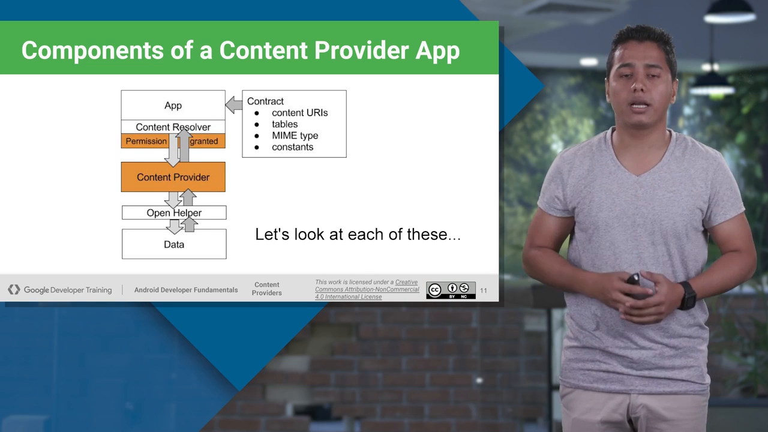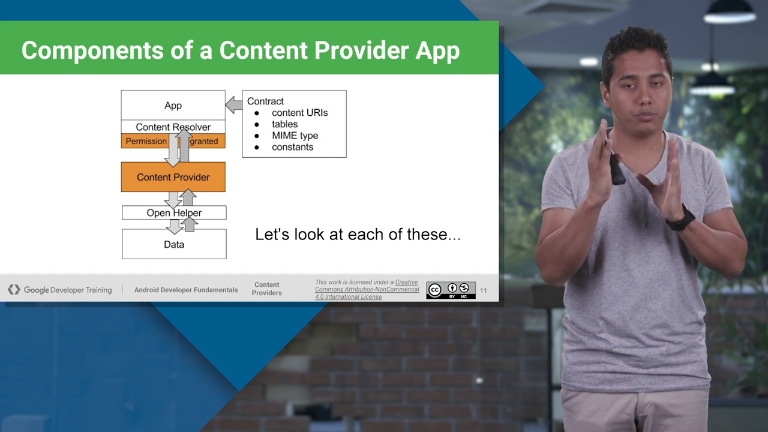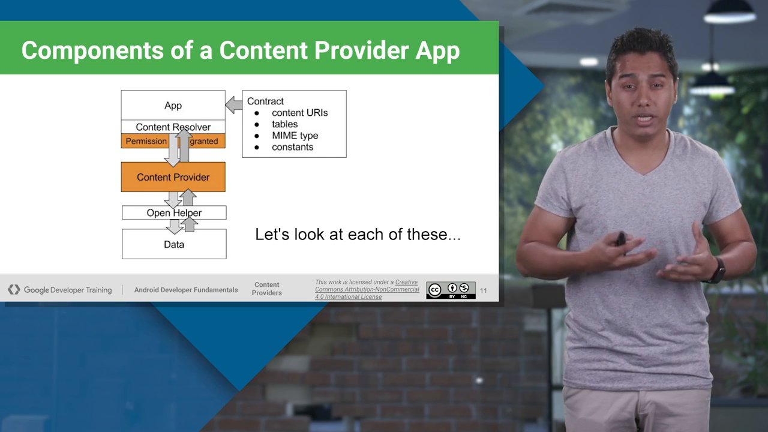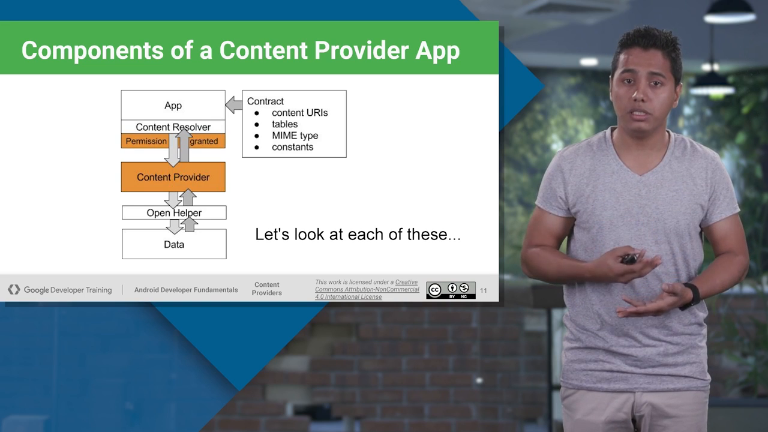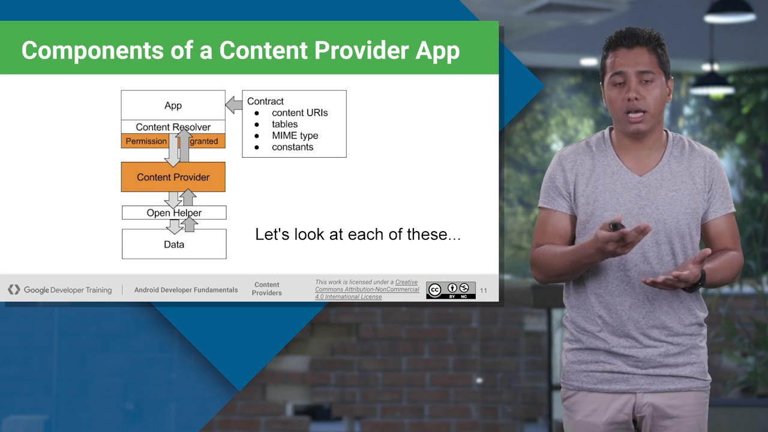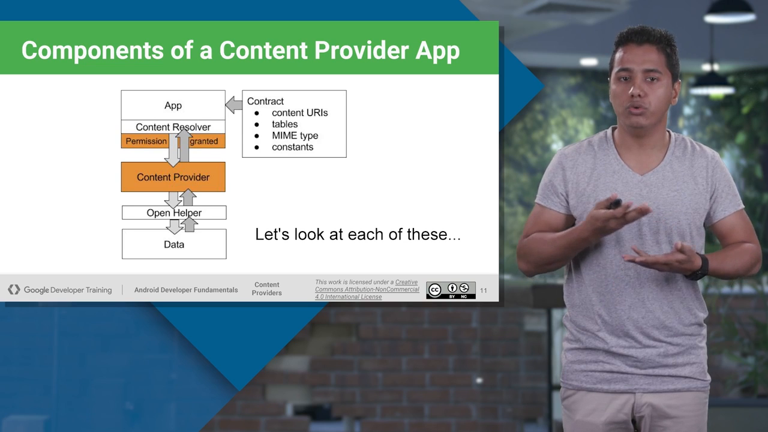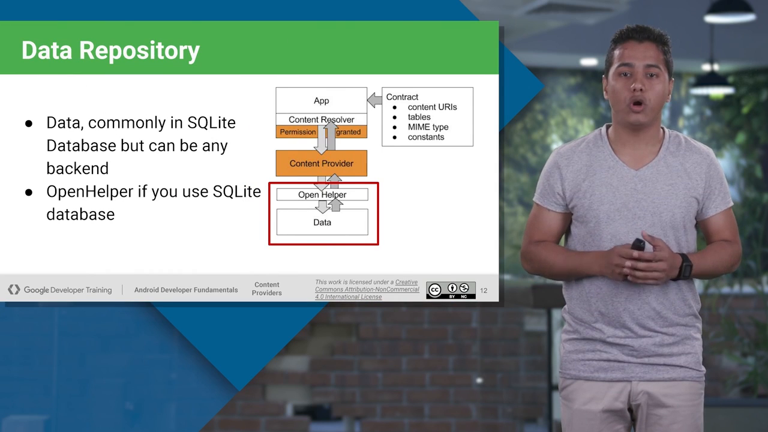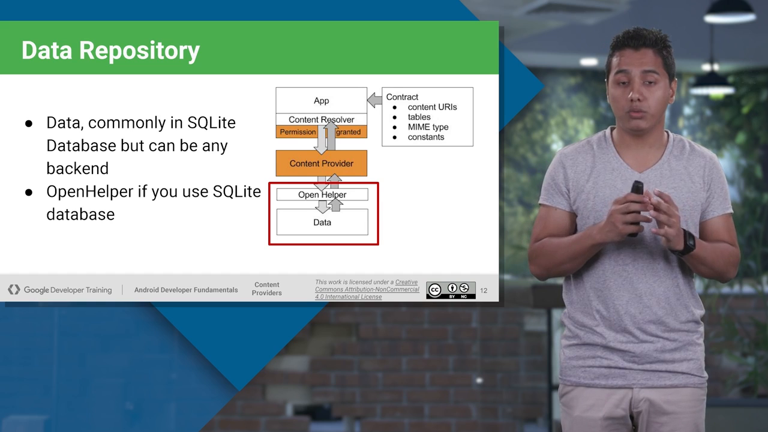And then there is a contract class also. What exactly does the contract class do? The contract class will provide you the information about all the constants: the content URI, the path to access your content provider, the names of the tables, the MIME type, or any constant you want to put there. So it's a class which makes sure you have all the constants you will need to access your content provider.